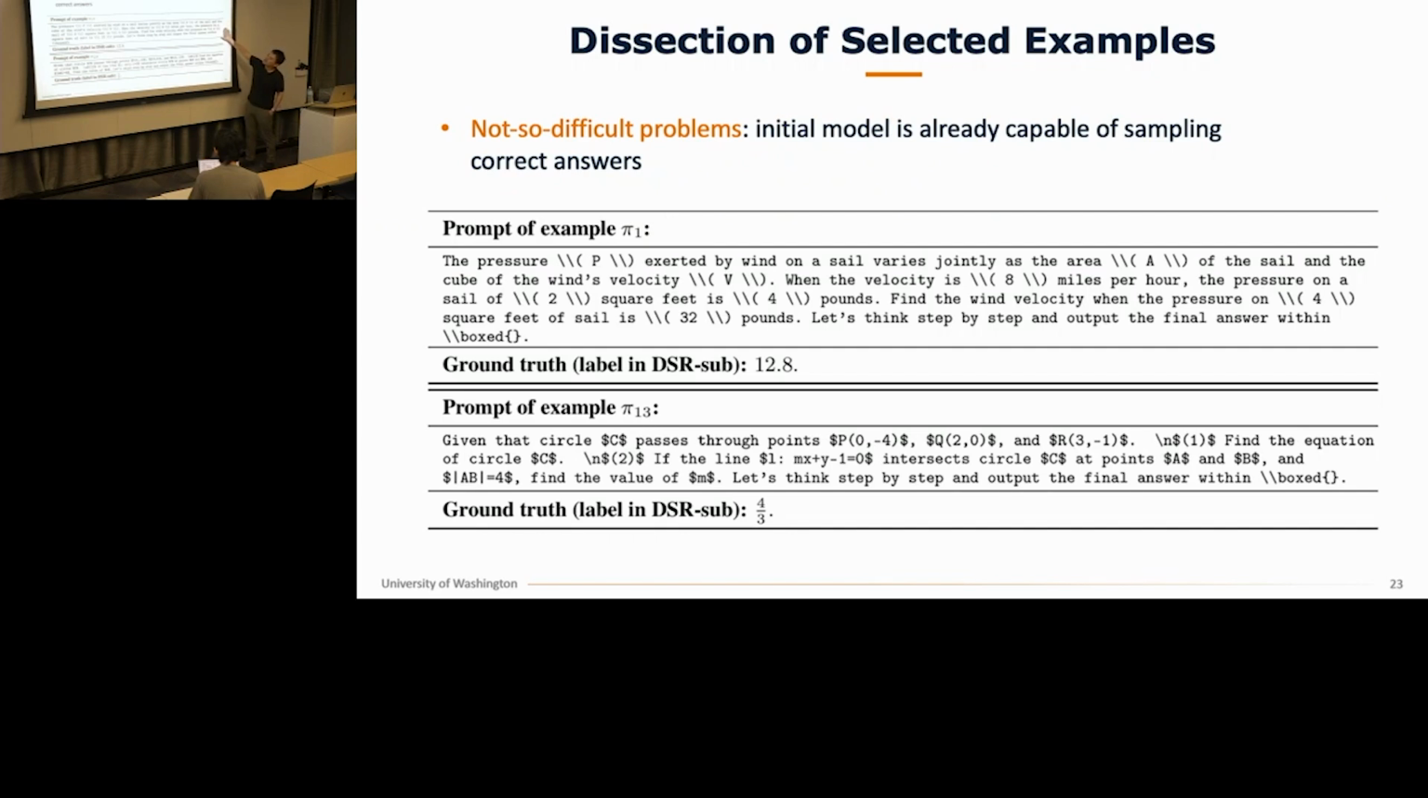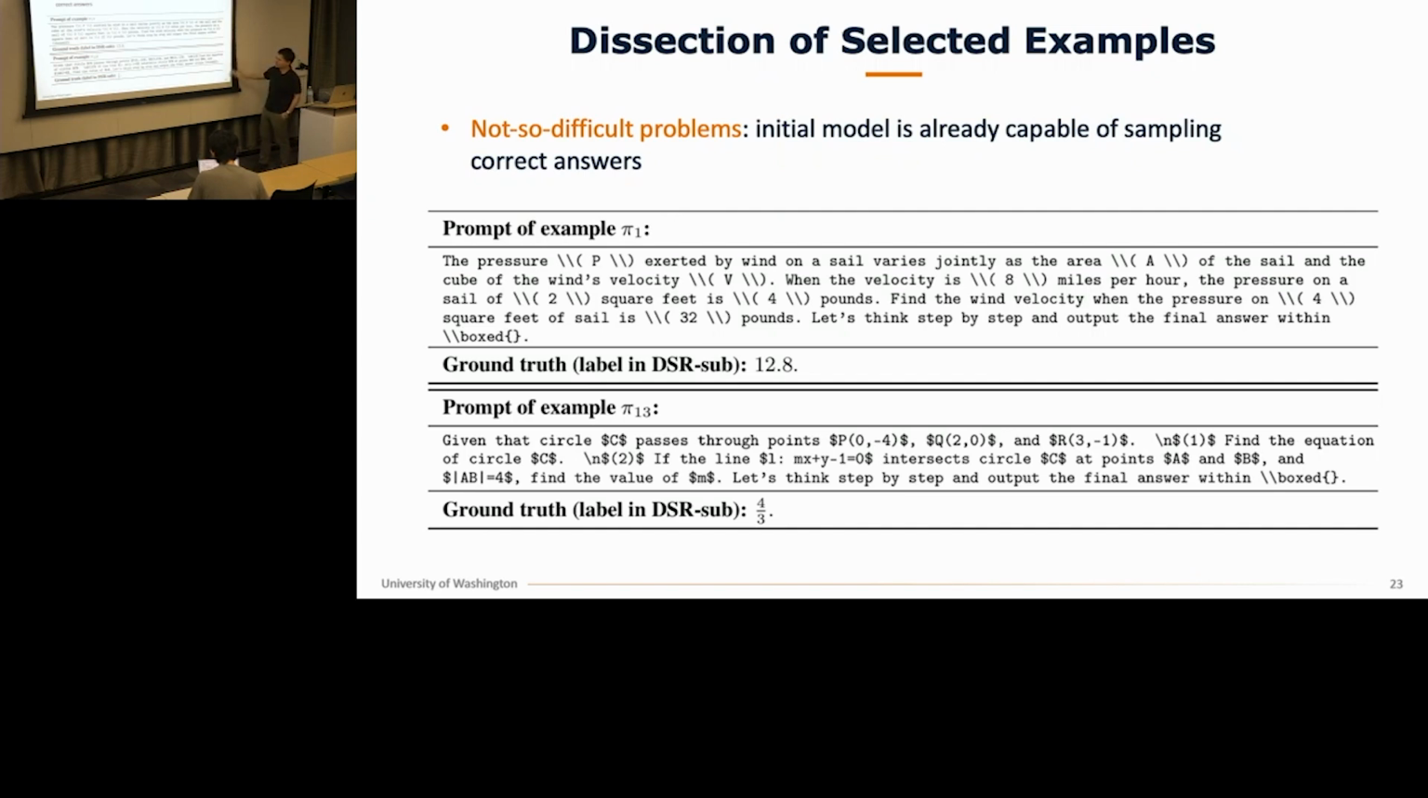But this is the example we found. So you can see here it's not something too hard, because if you know the right formula, then you should get it correct, and it's not too simple. You need to do some reasoning there. And similarly, this is pi 13.